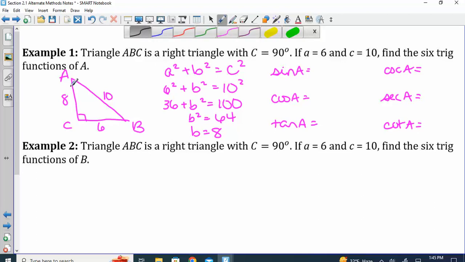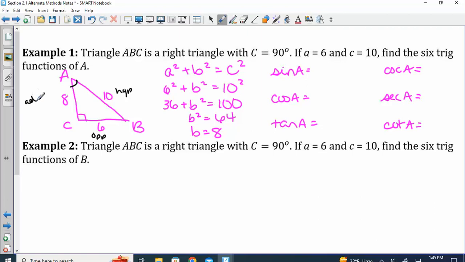So this is my viewpoint. Think about our SOHCAHTOA. Sine is opposite over hypotenuse. My opposite side is my 6, my hypotenuse is my 10, and my 8 is my adjacent. So sine is 6 over 10. Again, I don't want decimals, but we could write it as a fraction. That would be 3/5. And if we know sine, then we automatically know cosecant is the reciprocal, 5/3.